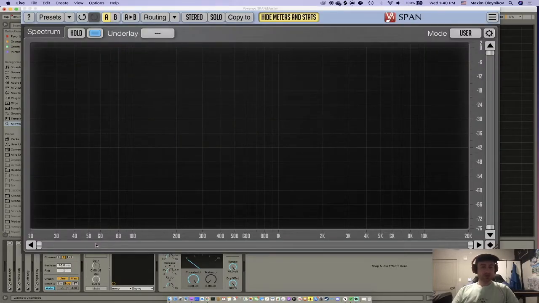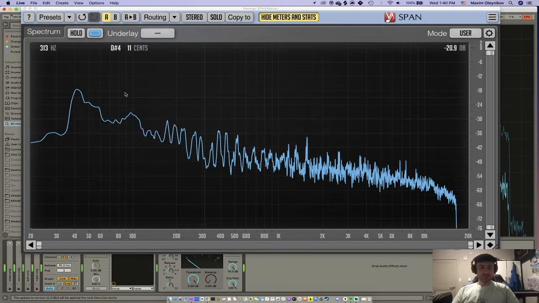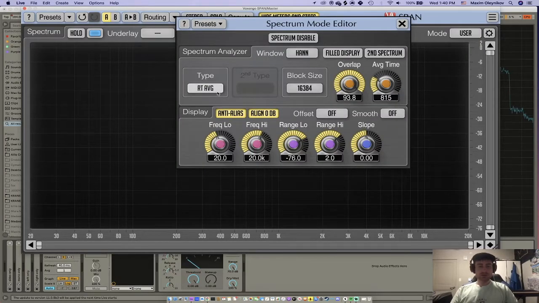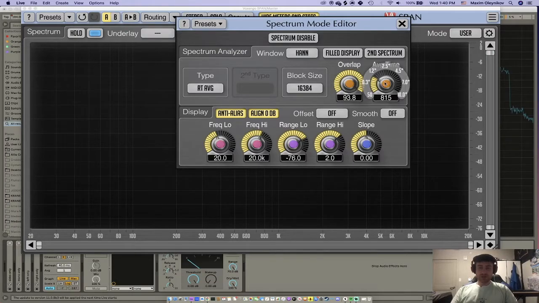And so for Voxengo Span, I've written my own preset, which most closely mimics Ableton's view. And what you do is you go and you customize a set. Window type is Hann, type RT average, block size 16,000. You can go above that, but I don't really get much of a difference if you go above 16,000. Overlap up, and then the thing you want to play with is the average time. Set it between 600 to 900. And this will give you the most similar to Ableton's, and then everything up here is sort of optional to taste.